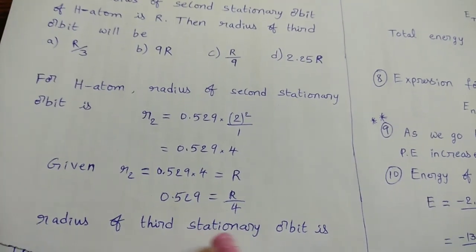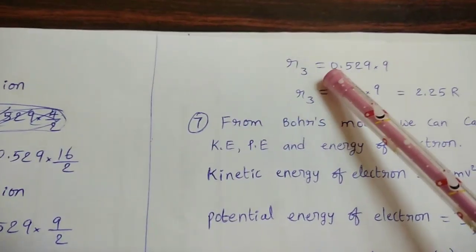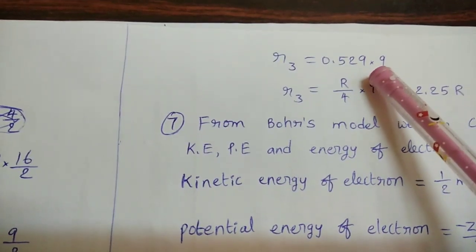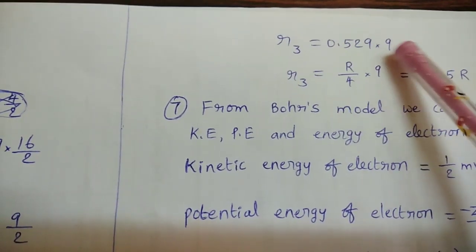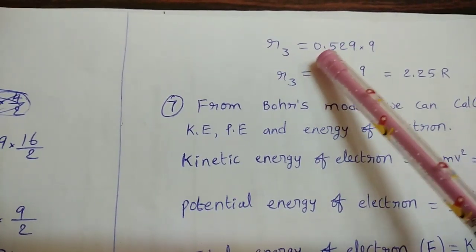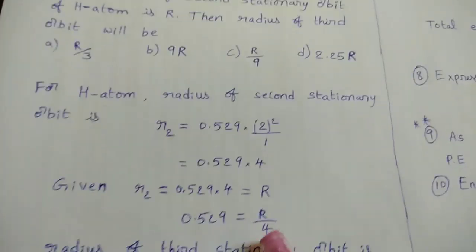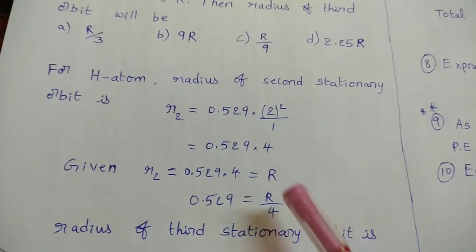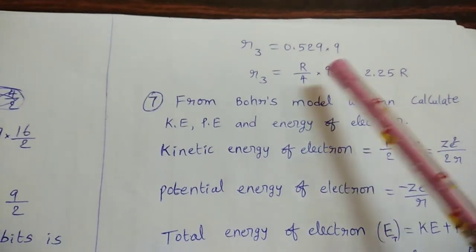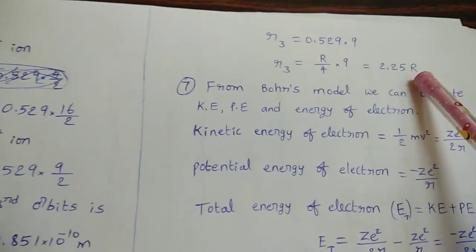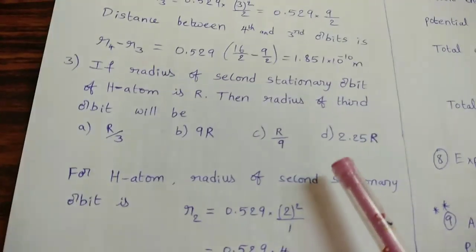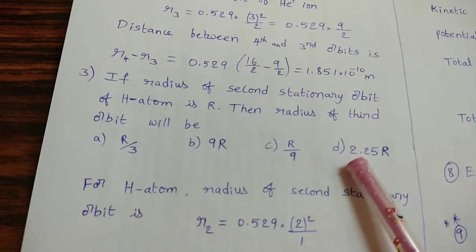The radius of the third stationary orbit is R3 equal to 0.529 into n value 3, so 3 square divided by 1. So we get this. In place of 0.529, can we write R by 4? Yes, we can write R by 4. So R by 4 into 9. By doing the calculation, we get 2.25 R. Then what is the option? Option D is the answer for this.